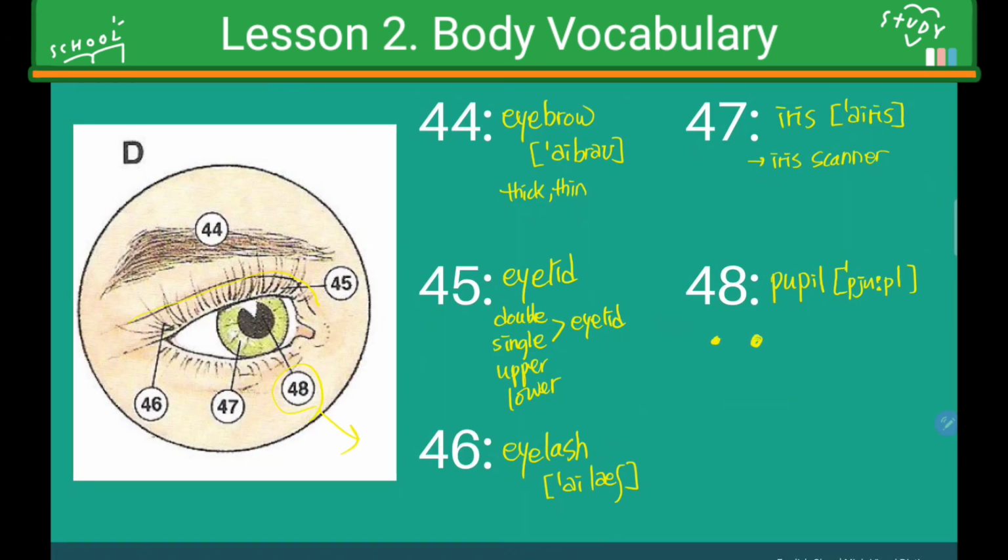small or large, just like a camera lens. When we are surprised, our pupils become dilated. So dilated pupil. And this word also refers to a student in a formal situation. She is my pupil from my last year's class. You can say that. All right?